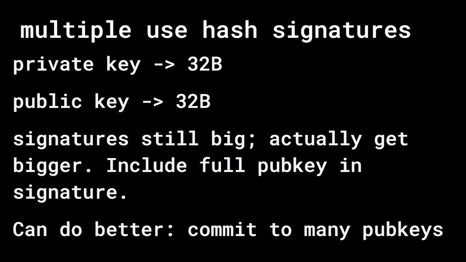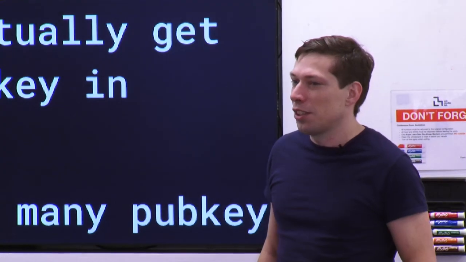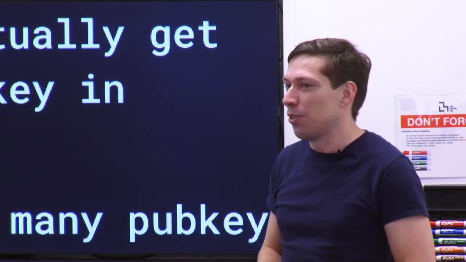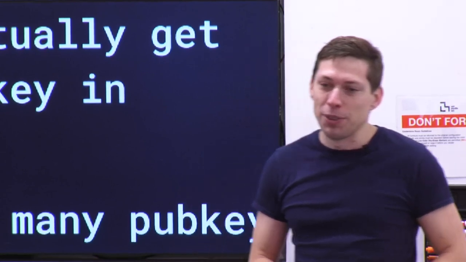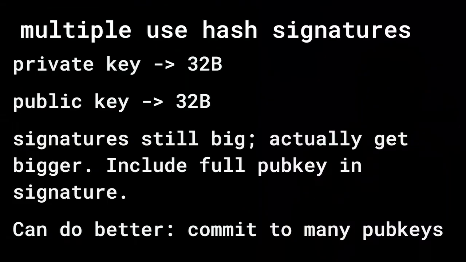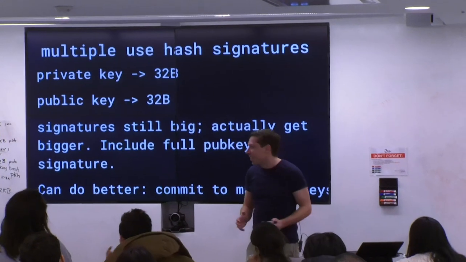It's maybe not super obvious unless you've seen it before, but do you know what the better way to commit to many public keys is? Or you could come up with it on the spot and be like, wow, you should have gotten this stuff named after you. Any idea? Okay. So what you can do, it's a little non-obvious.